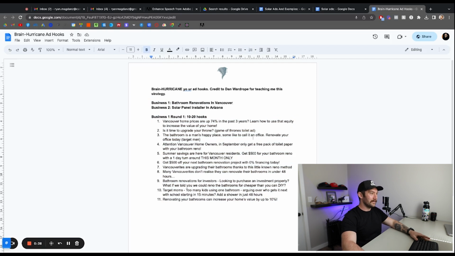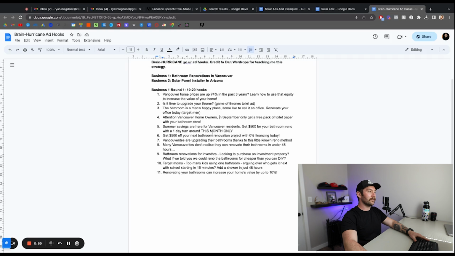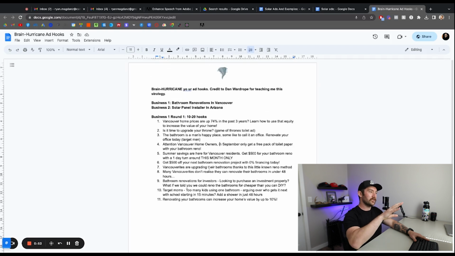And you create 10 to 20 different hooks and you just go crazy with it. So you don't even think like this is silly or this is ridiculous. You just brainstorm as many hooks as you can, 10 to 20 of them, and then in round 2 is where we would kind of choose our top 3 hooks, and that's what we want to put into our ads. Pretty simple process, takes like 15 minutes. Let's do it for solar.